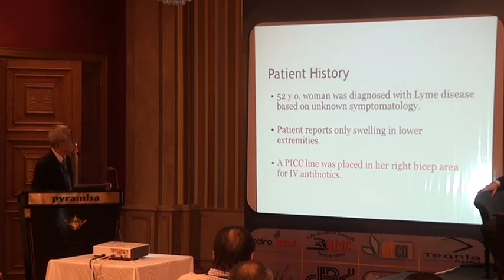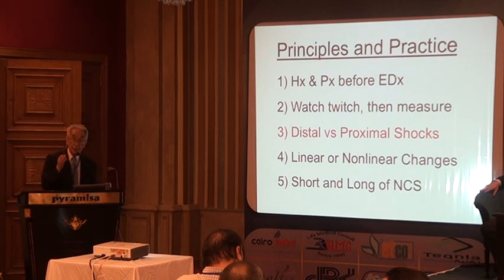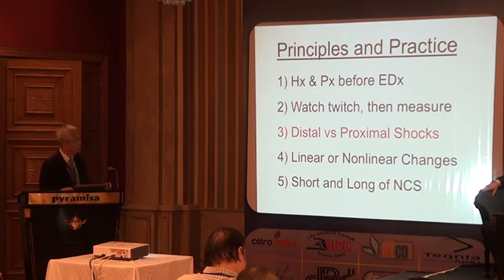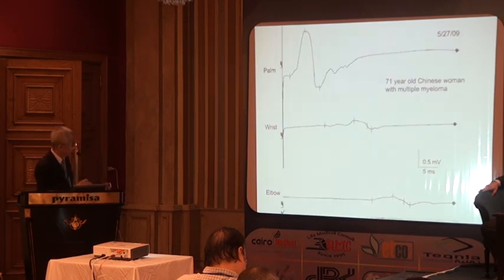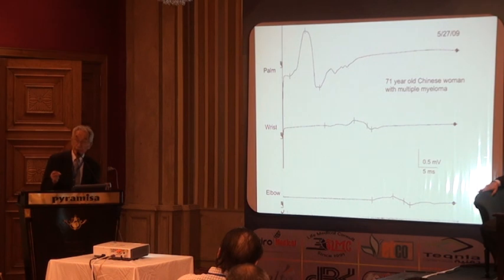Okay, so the next, let's see. So this is distal and proximal. When you have a lesion site, I think the basic principle is to stimulate distal to the lesion site and proximal to the lesion site, and you compare. And if there's a conduction block, see this is distal to the lesion site, and this is proximal, and you know there's a conduction block. If this is also small like this, then you say that's an axonal degeneration.